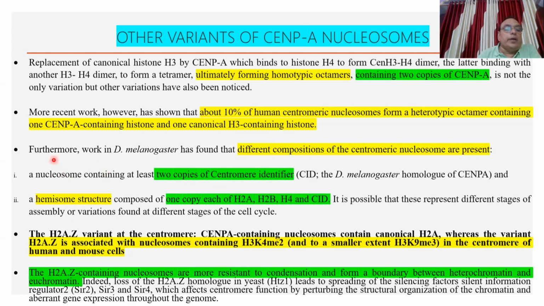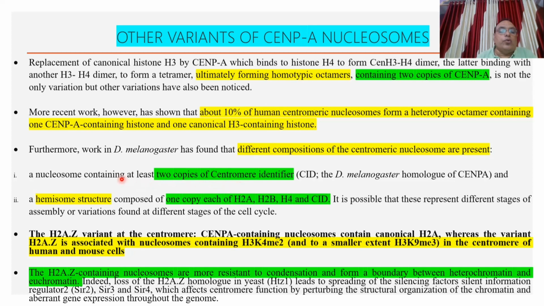So a nucleosome here, one variation is that in 10% of human beings, CENH3 is present along with the canonical H3. That is, CENH3 forms a dimer with canonical H3. In normal cases, in most of the centromeric nucleosomes, what was happening? CENH3 was forming a dimer with H4, and those dimers come together to form tetramers. But in some cases, in 10% of the human cases, CENH3 is forming a dimer with canonical H3.